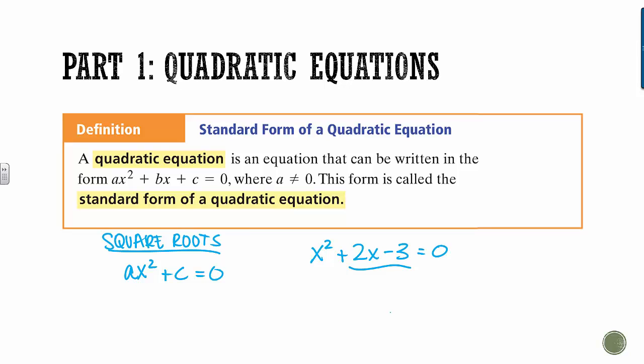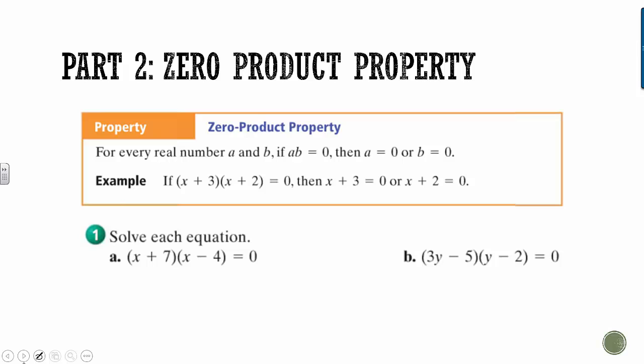So we need another way to solve equations like this, and we're going to use factoring. Remember that there's 4 methods that we're going to use. The first one's square roots, second one's factoring, and then we'll do completing the square, and finally the quadratic formula. So in order to solve this stuff with factoring, we need to know something called the zero product property.